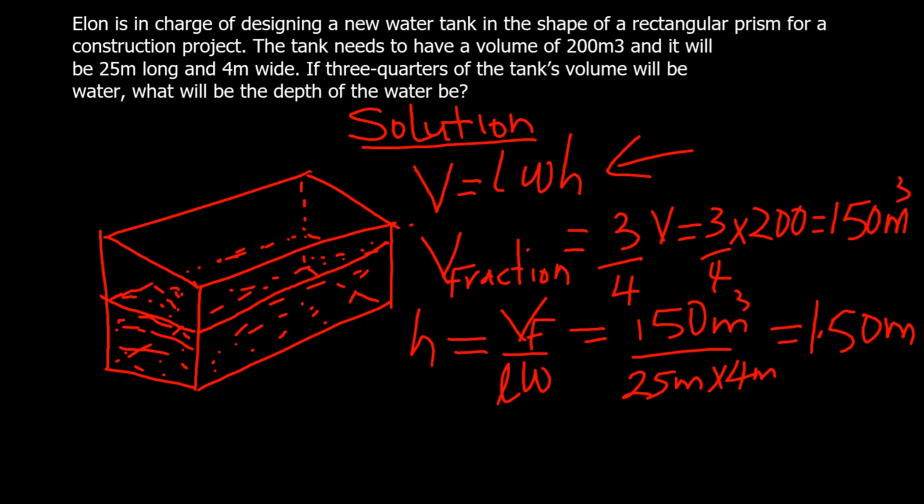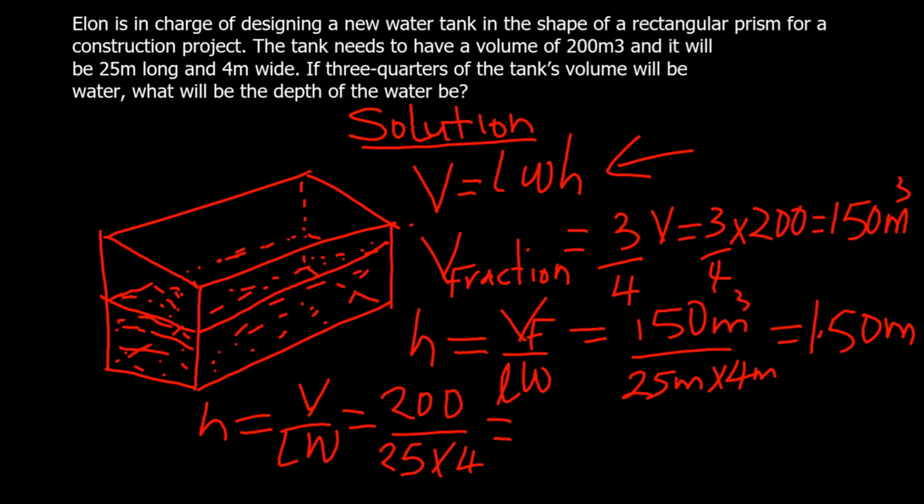You can go ahead and look for another way, which is to first of all look for the height of the whole prism, which is h is equal to v all over length times width, which is equal to 200 all divided by 25 times 4, which will give us 200 divided by 100 is 2 meters. So that is the height of the whole prism.